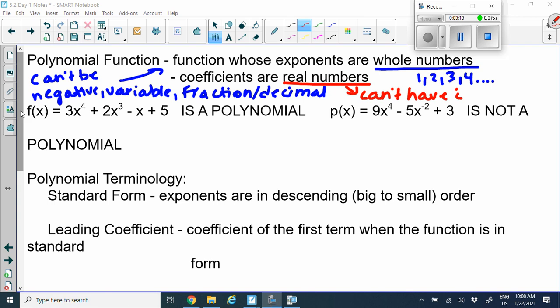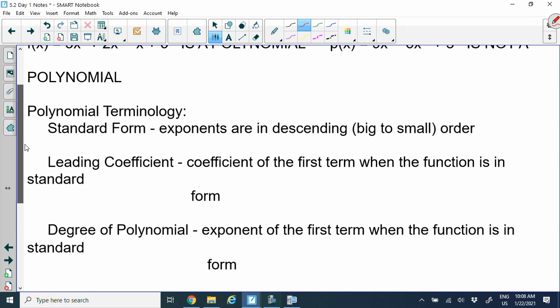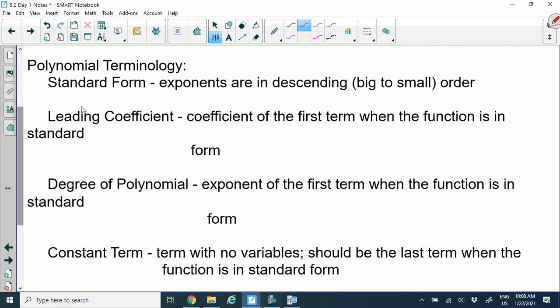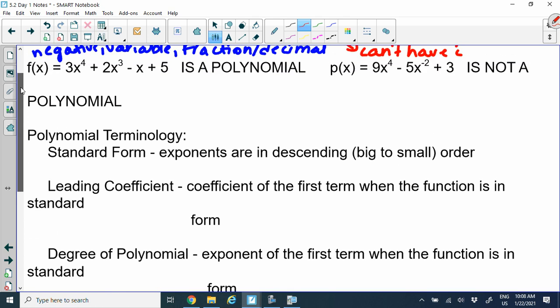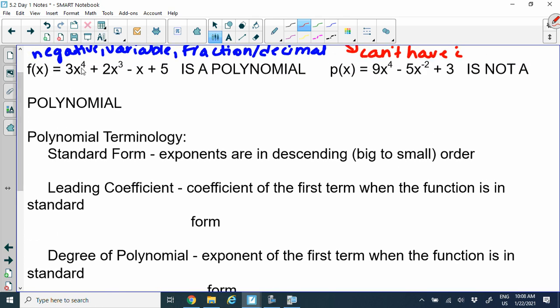Now let's talk about terminology, because I will be using this quite a bit, so you need to make sure you understand these words. Okay, standard form. This means exponents are in descending order, so we go from biggest to smallest. Notice in our polynomial, we go from the 4th to the 3rd. This represents to the 1st power, so if you don't see an exponent, that means 1 to the 1st power, and then our constant. So this is in standard form.